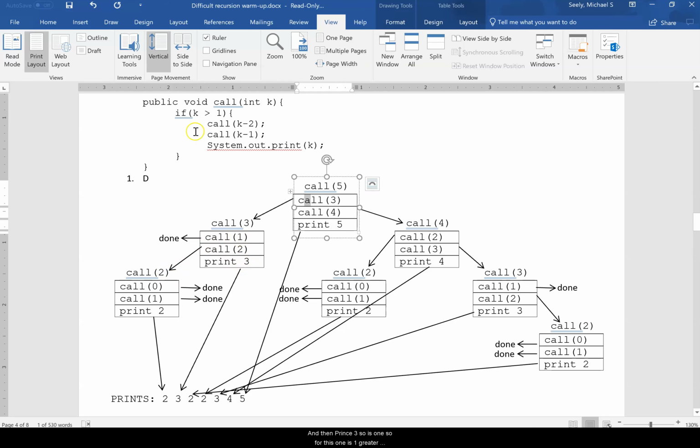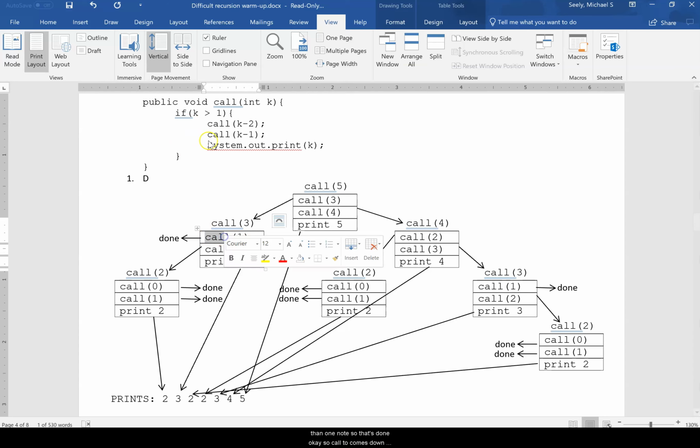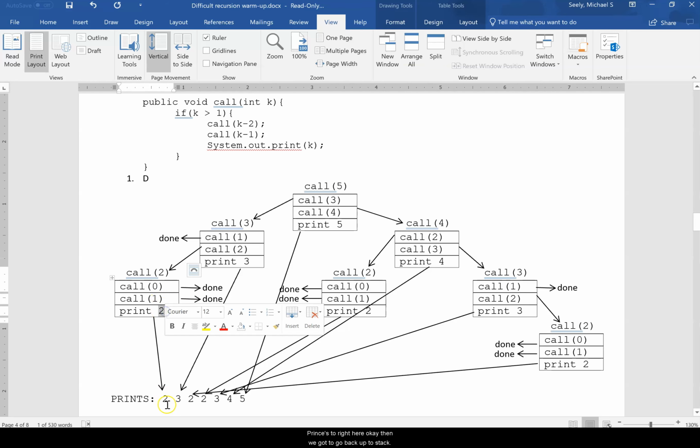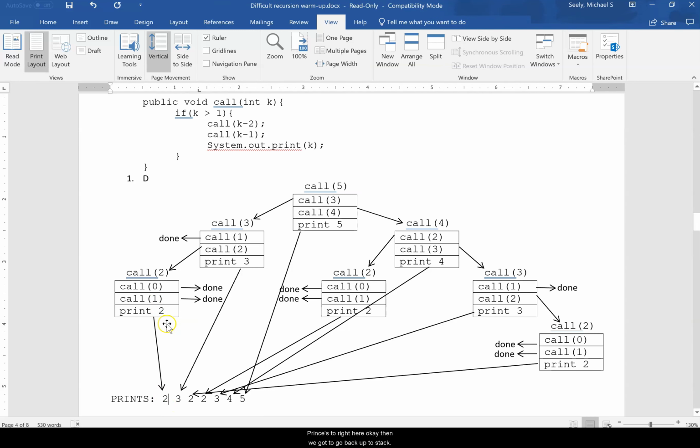Is 1 greater than 1? Nope, so that's done. Okay, so call 2 comes down here. 2 minus 2 is 0. 0 is not greater than 1, so that's done. 2 minus 1 is 1, and 1's not greater than 1, so that's done. And then it prints 2. So the first thing it prints is 2. Then we go back up the stack, and this one gets printed, so it prints 3.